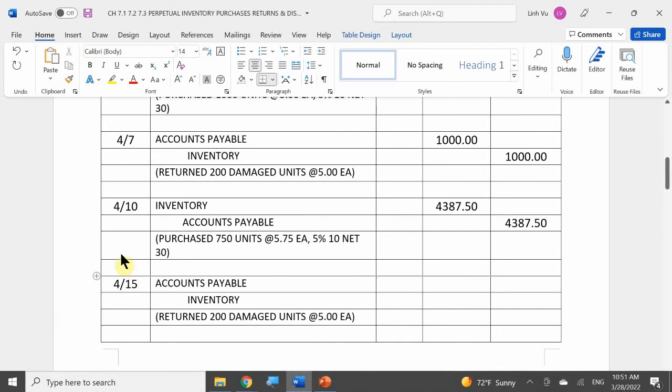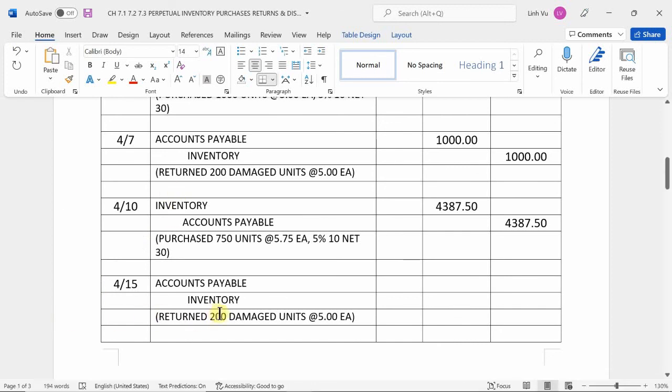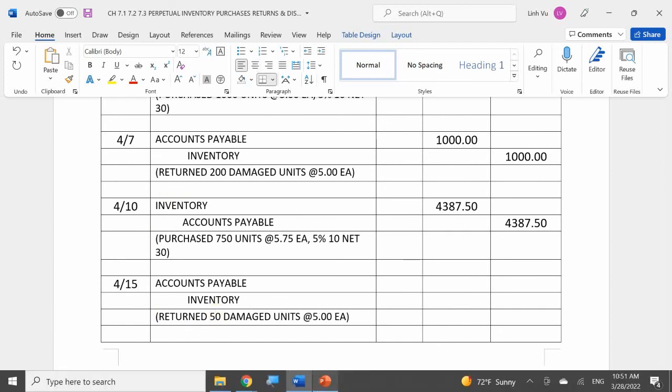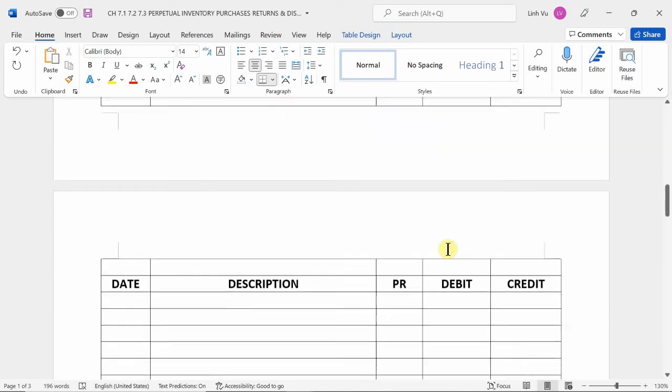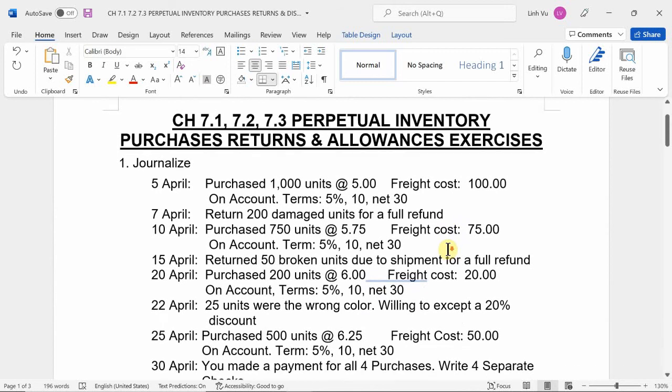In this case, I'm just going to copy this down here just because I can. And we are returning 50, and it's not damaged, it's broken, at $5.75 each. So if you calculate 50 times $5.75 each, you get $287.50. Good. So then let's see what's next.